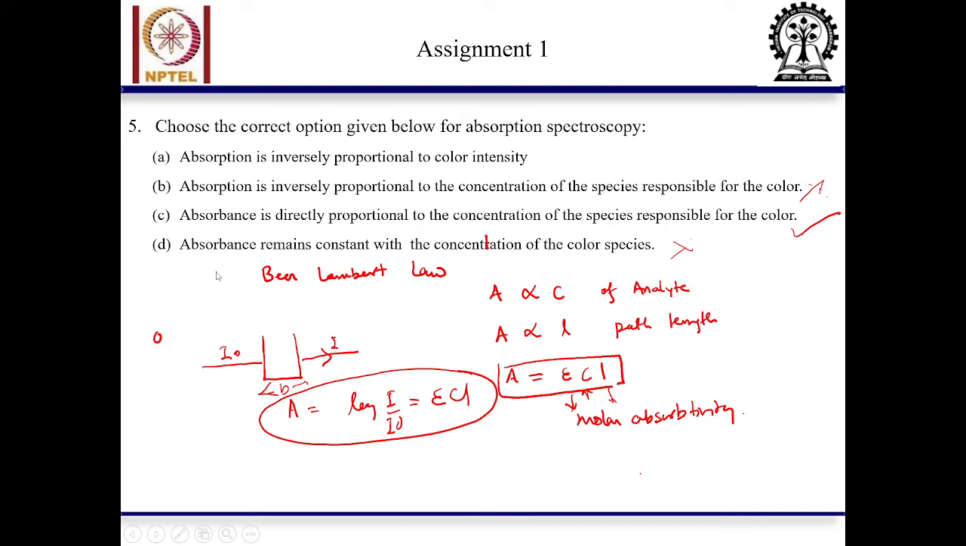Now, which is the correct option? Absorption is inversely proportional to the color intensity: wrong. Absorption is inversely proportional to the concentration of the species responsible for the color: wrong, because it is directly proportional to the concentration of the analyte. Absorption is directly proportional to the concentration of the species responsible for the color: that is the correct answer. So is question number 5 clear?